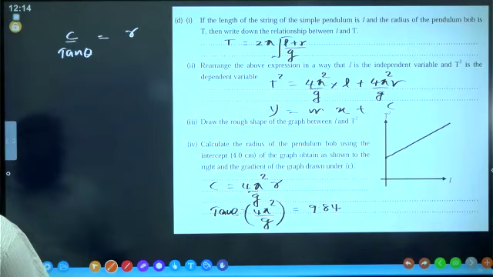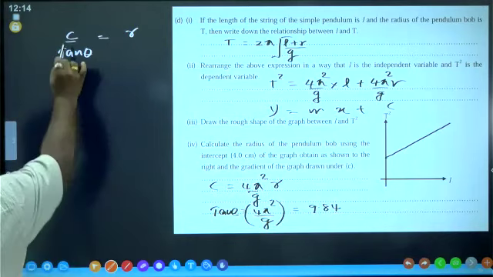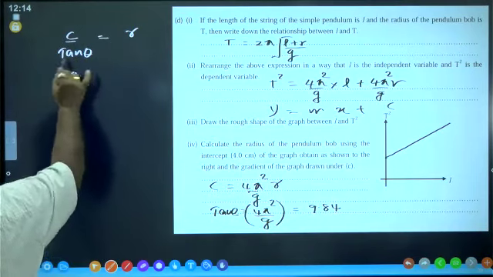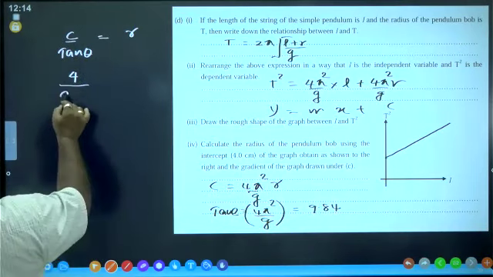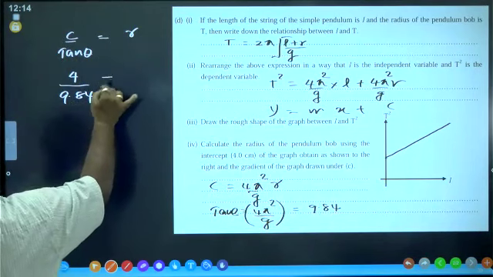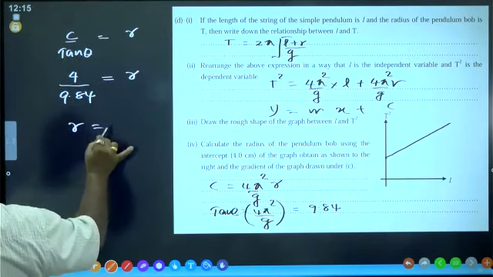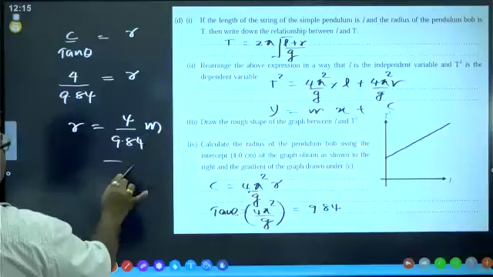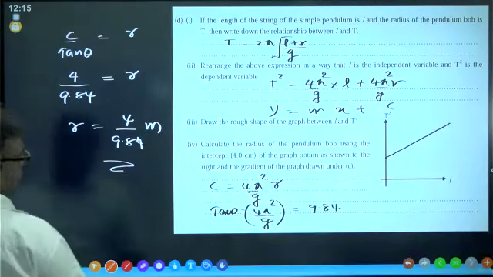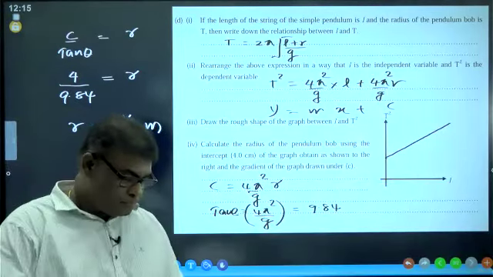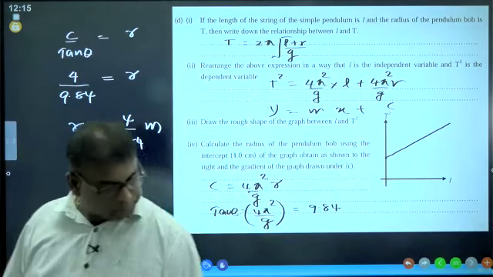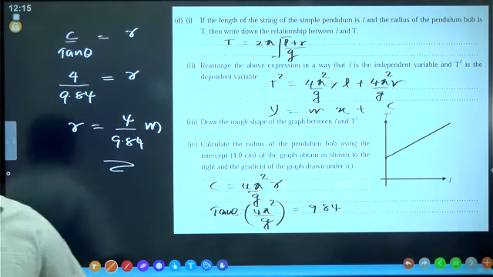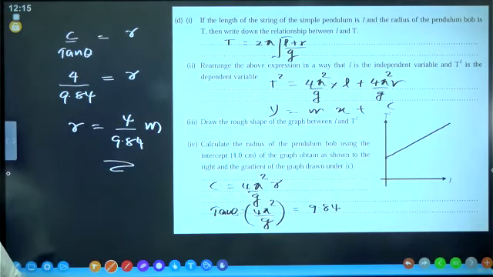C over gradient: C is 4, the gradient is 9.84. Then r becomes 4 over 9.84 meters. This could be the answer. This is the radius of the pendulum bob.